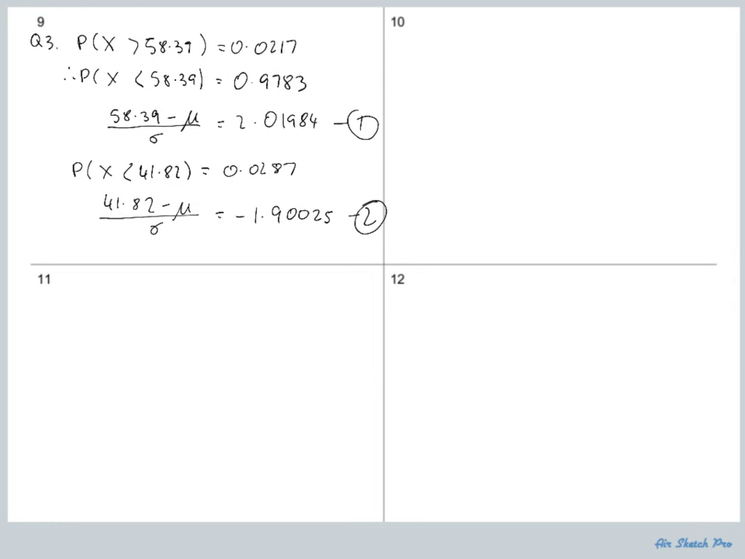And then I'm going to press tab and I'm going to use my brackets again for the numerator. So 41.82 minus X, close bracket, divided by Y, because I'm using Y for the standard deviation, equals, and then I'm going to have negative 1.90025. I think that's everything. I'm going to press enter. I haven't used this before, so hopefully it'll work. No, it didn't work for me.